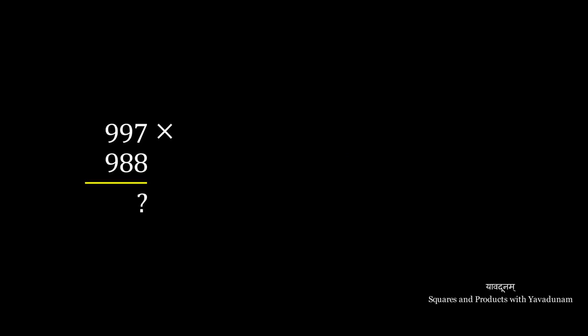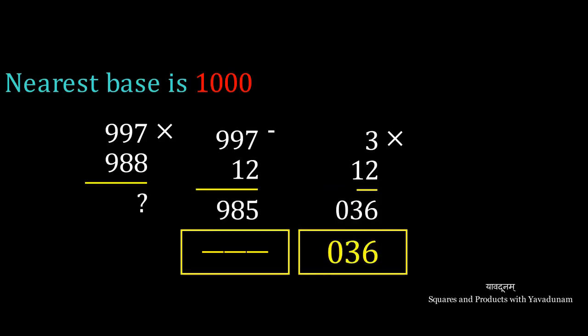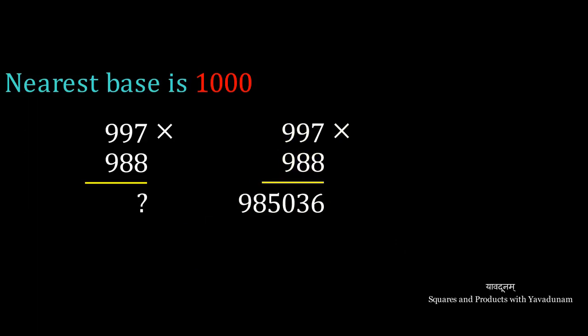Let's look at some larger numbers, 997 and 988. The nearest base is 1,000. 997 is 3 less than 1,000. 988 is 12 less than 1,000. So the right half of the answer is 36 padded to 3 digits, which is the number of zeros in 1,000. And the left half is 997 reduced by 12, or 988 reduced by 3, which is 985. And our answer is 985036.